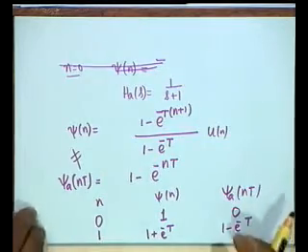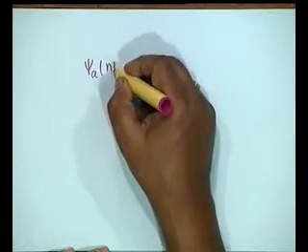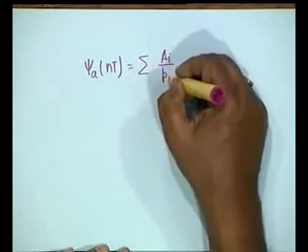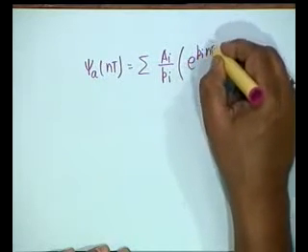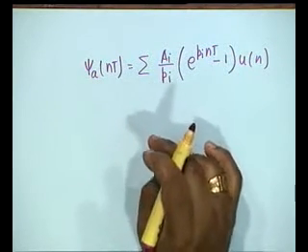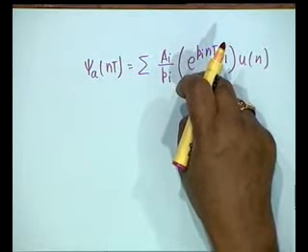step invariance. Okay. If we wanted to design a digital filter in which the step response remains invariant, then obviously what we have to do is take psi a of nt, which we have already derived to be summation a sub I divided by p sub I times e to the p_i nt minus 1, u of n. This is the sampled step response of the analog filter whose transfer function is H A of S, and we want this to remain invariant, and therefore we should derive a transfer function from this step response.